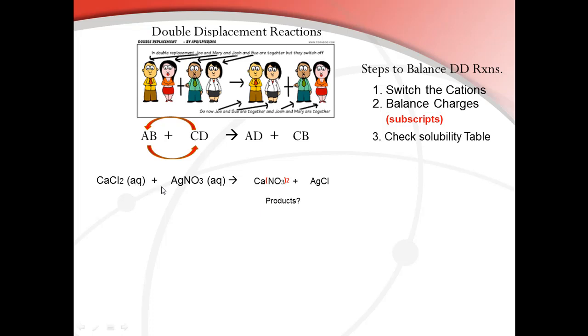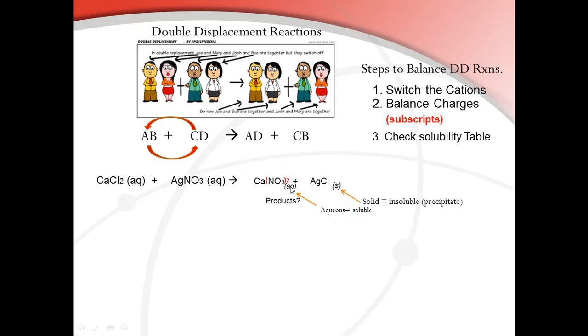These two are aqueous, or dissolved in water, right? So we have 2 solutions, we mix them together. What are the products going to be? So you check the solubility table and you find out that calcium nitrate is soluble, so it's aqueous, it's dissolved in water. You check the solubility table, but silver chloride is insoluble, it's a solid.